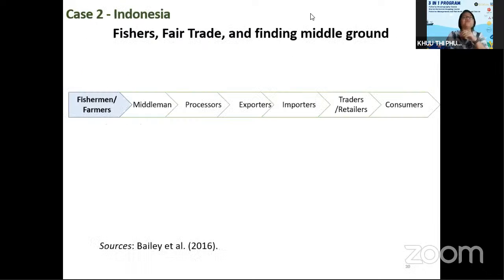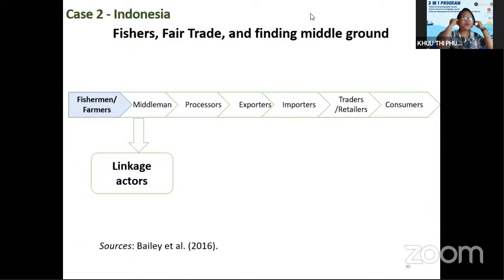It's very difficult. And case number 2 is about Indonesia, also for small-scale fishing. I will talk about the background. In the fishery or capture supply chain, you can see the product is provided from fishermen to consumers through a lot of middlemen, or a lot of middle agents.